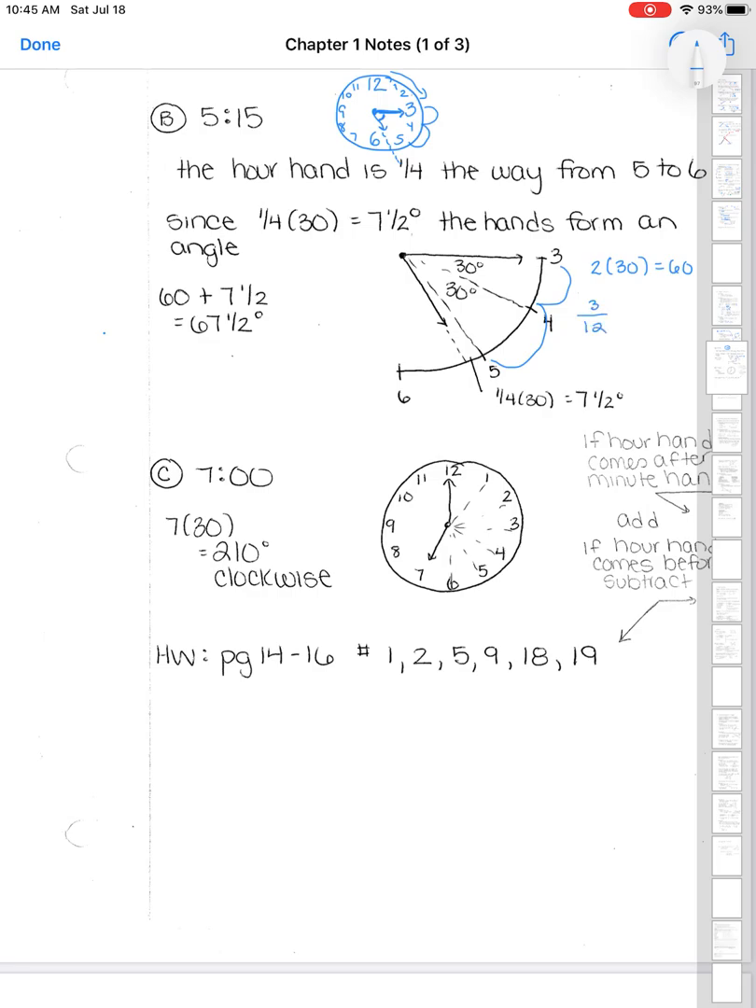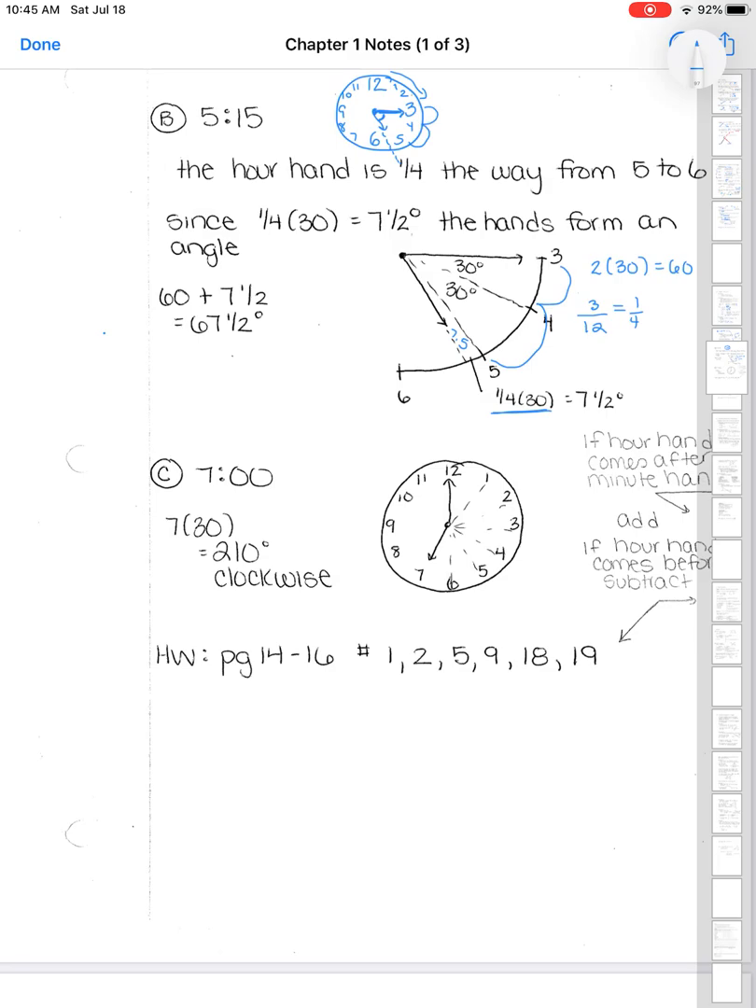Now the smaller piece, or the little wedge that we have to think about, how far it moved from the 5 to the 6, is what you do is you take the minute hand, which is 3, and you put it over 12, because that's how many there are. So part to whole, it moved 3 numbers, so we were on the 3 out of 12 pieces, so that's 1/4. So basically, the minute hand moved a quarter of the way around, which means the hour hand moved a quarter of the way around from the 5 to the 6. Each of those intervals is 30, so we take 1/4 of 30, which gives us 7.5.